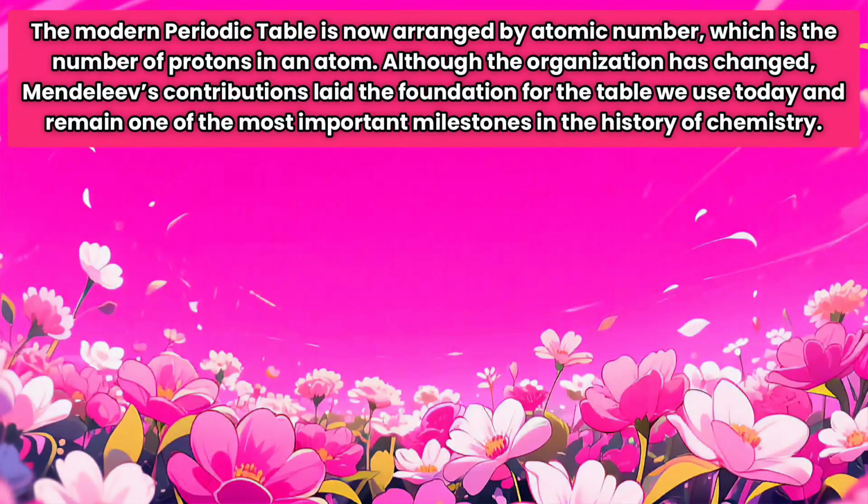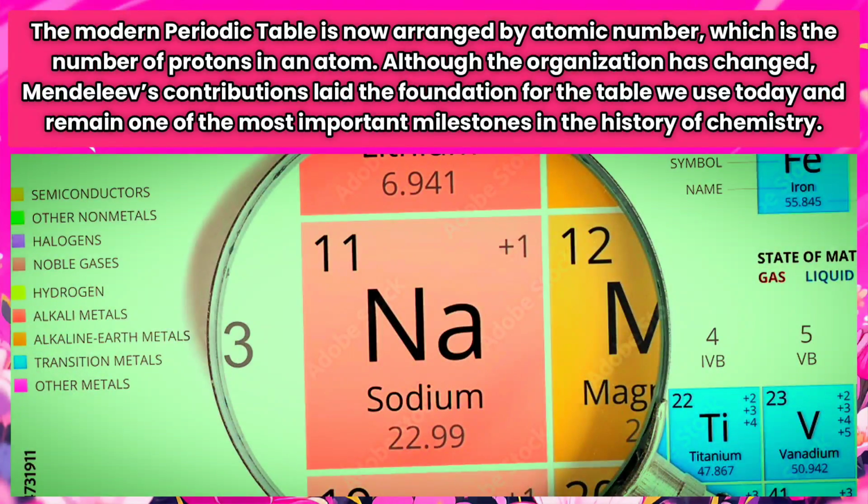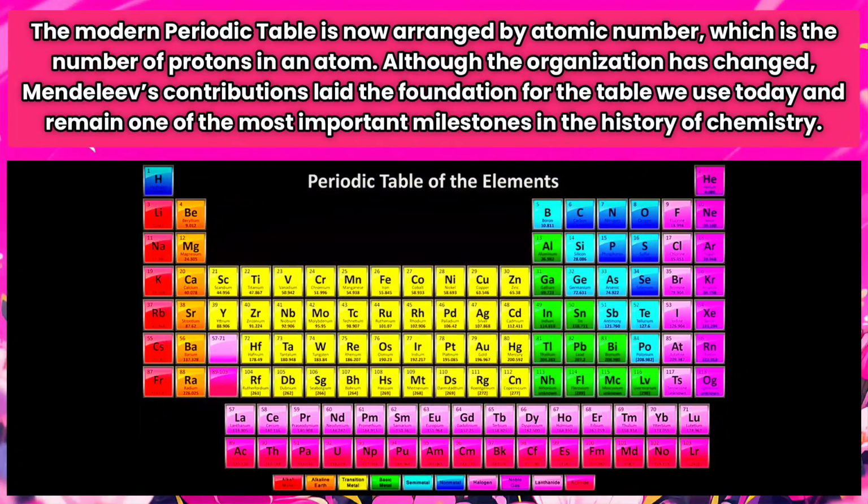The modern periodic table is now arranged by atomic number, which is the number of protons in an atom. Although the organization has changed, Mendeleev's contributions laid the foundation for the table we use today and remain one of the most important milestones in the history of chemistry.